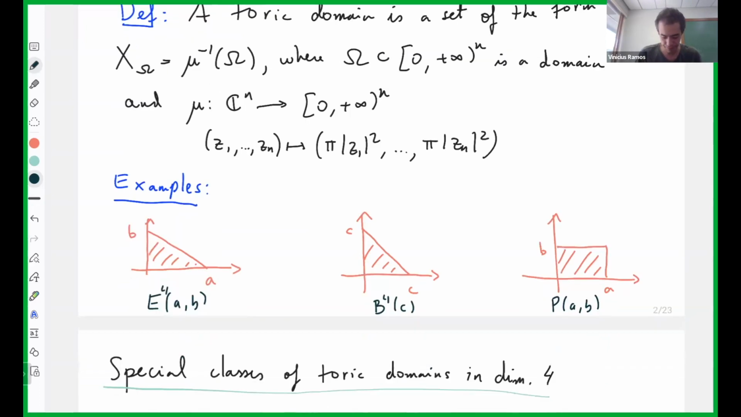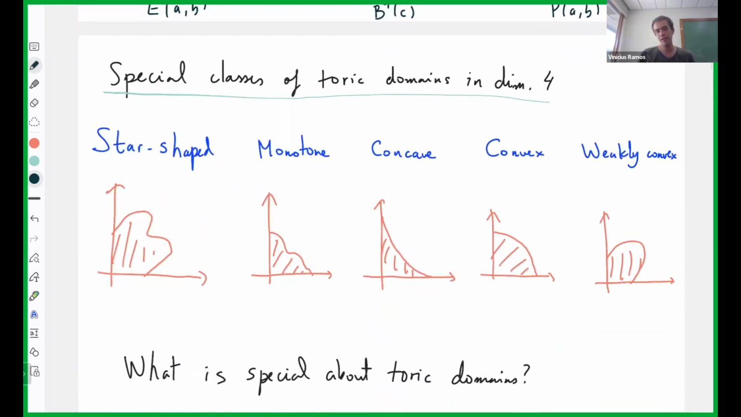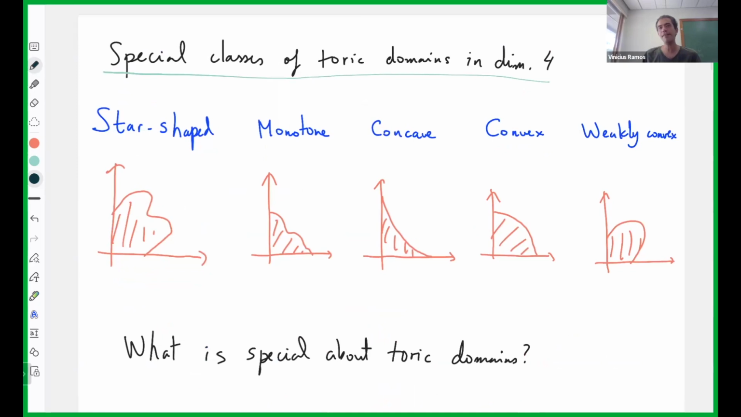Toric domains have been studied a lot in the last at least 10 years, but more like 20 years, in the context of symplectic geometry. And here are some special classes of them. We have star-shaped ones, which are toric domains that are star-shaped with respect to the origin. That means the radial vector starting from the origin is transverse to the boundary of the domain.